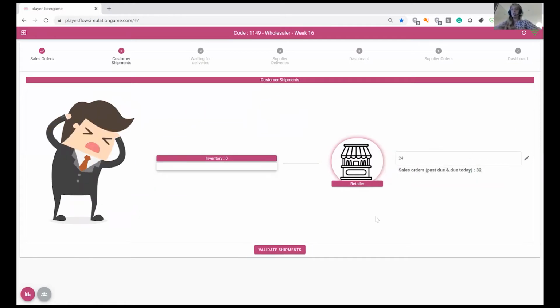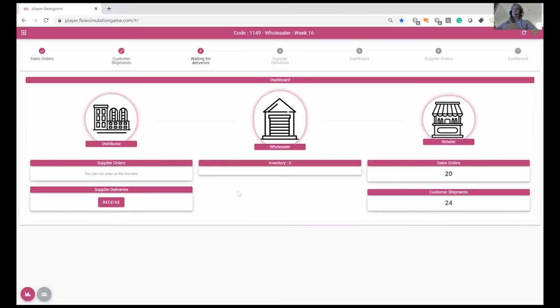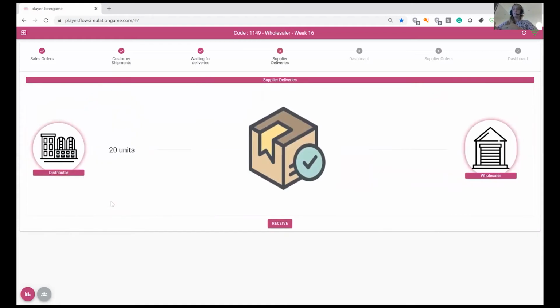Then, as our supply chain manager knows, we have to manage this situation. Let's see how to deal with this. As you can see, I still have 32 units in back order. Then this is my dashboard. I have the view of my customer, and also the view of my supplier. I'm going to first receive the orders that I placed with my supplier last week, so 20 units.